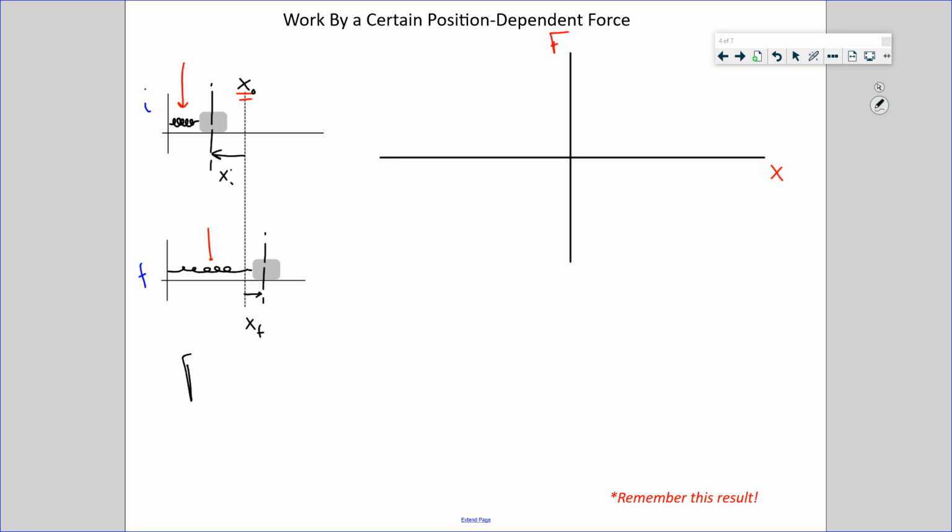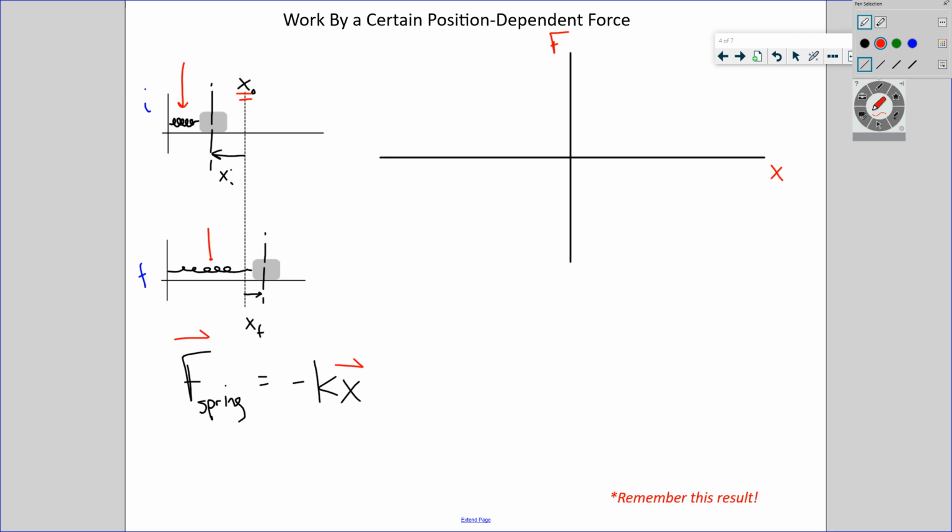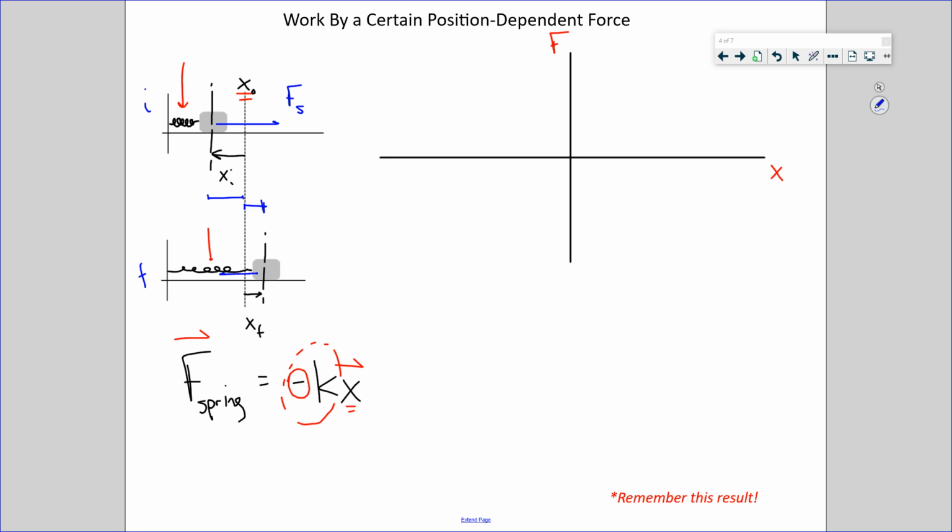As some of you might know, the force that a spring applies to an object goes like this. As a vector equation, the force the spring applies is proportional to its displacement, but always in the opposite direction. In our initial case, the spring is displaced to the left, so the spring pushes to the right. In our final case, the spring is displaced to the right, so it pulls back to the left. But notice, x initial is bigger than x final, so the force is smaller.